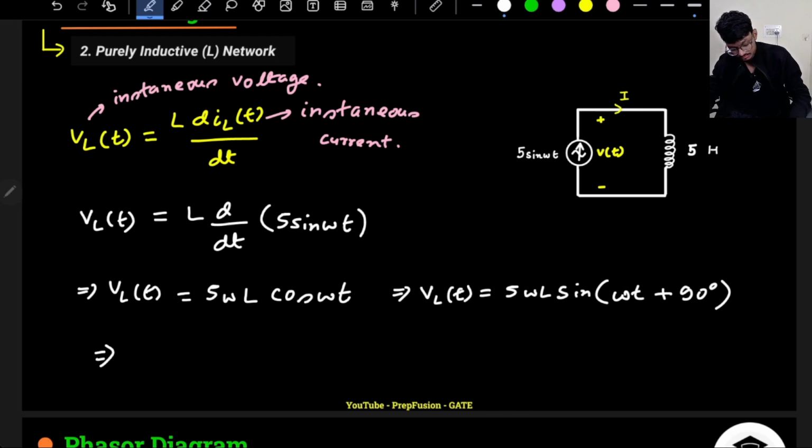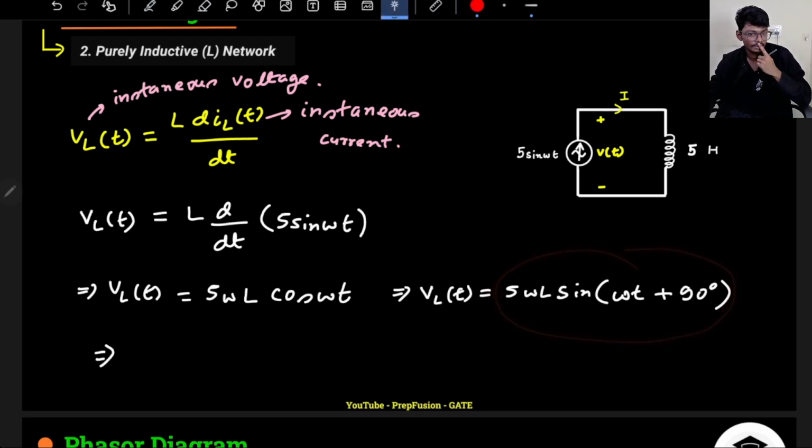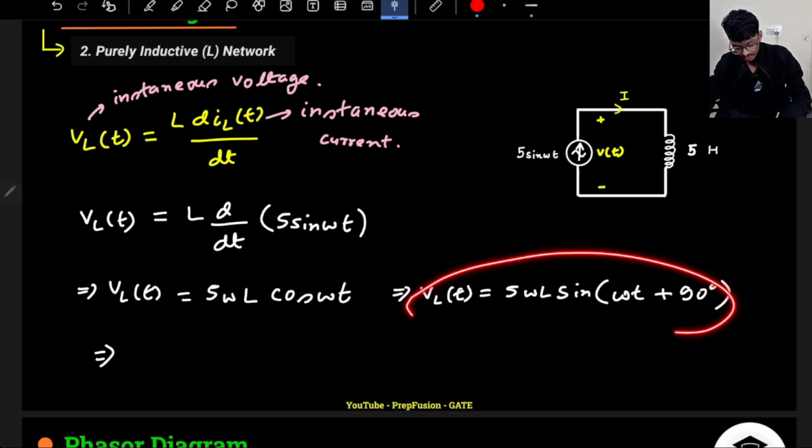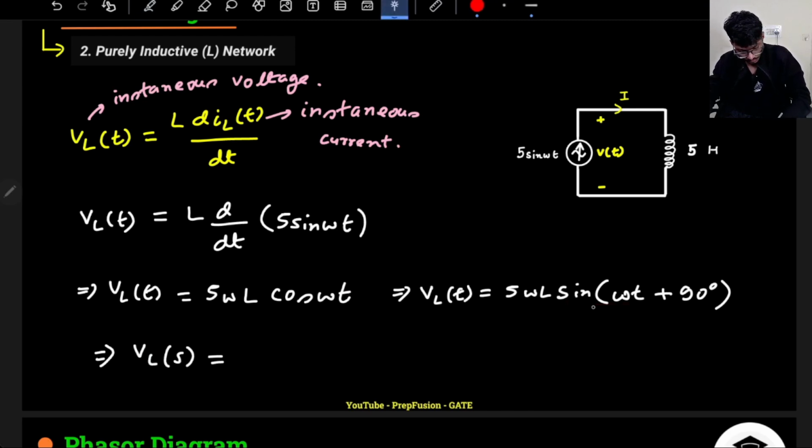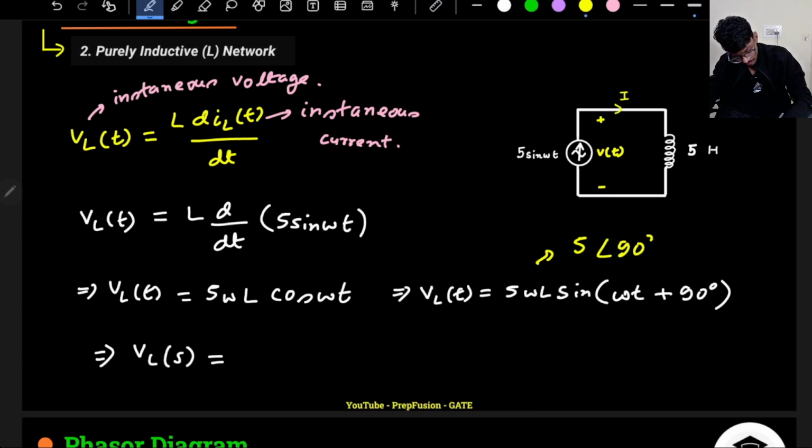So from here, can we convert this into phasor? If I convert everything into phasor, this will be VL(s) or j omega, whatever you want to say, VL(s). I'm converting everything in terms of phasor. This is sin(omega t plus 90), so I can write this as 5 angle 90, correct?